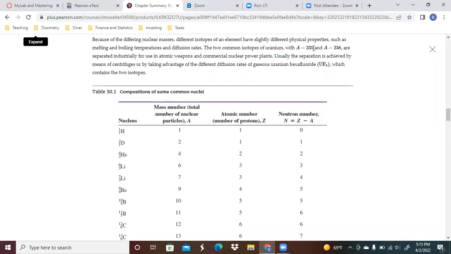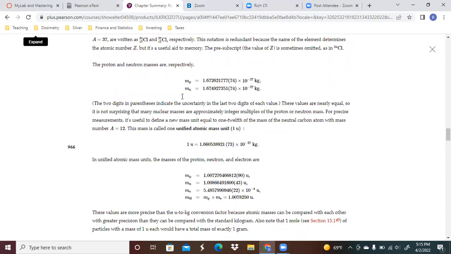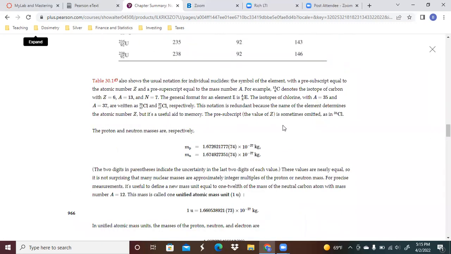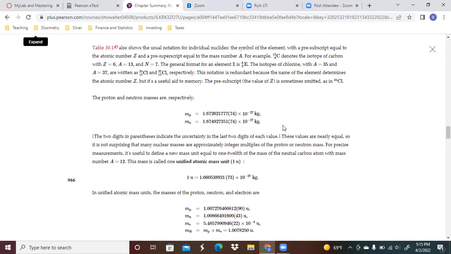For uranium, you've got a nucleon number of 235 and 238, and those are separated industrially for use in atomic weapons and commercial nuclear power plants. The separation is achieved by means of centrifuge or by taking advantage of the different diffusion rates of gaseous uranium hexafluoride. So it's more complicated than that, but you get the gist of it.